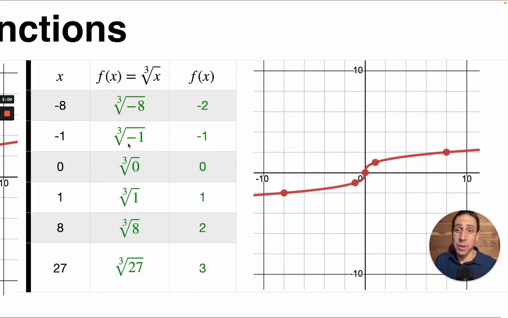The cube root of negative 1. What number times itself 3 times is negative 1? That's negative 1. What number times itself 3 times is negative 8? That's negative 2. You actually can take cube roots. Whenever the type of radical is an odd number, you can actually work with negatives, and that's fine. So you can see it actually extends. This is the point negative 8, negative 2, the top row. This is the point negative 1, negative 1, 0, 0, 1, 1, and 8, 2, right here.